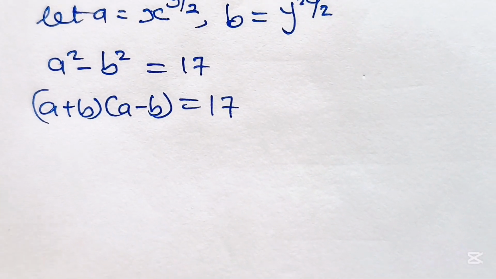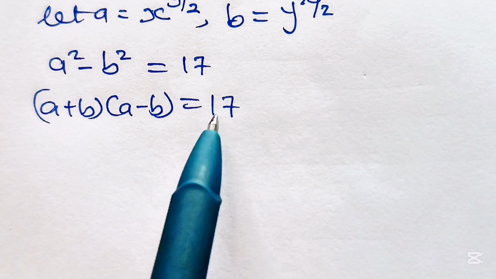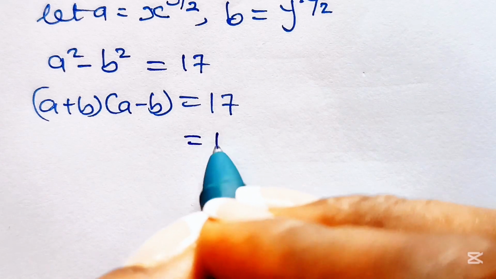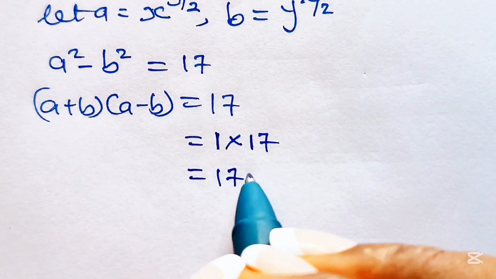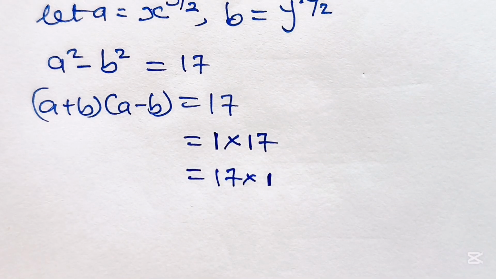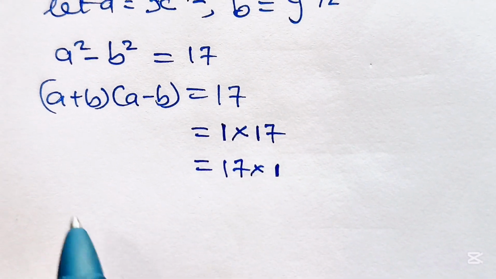All right. Now, there are two ways we can express 17. 17 is the same thing as 1 multiplied by 17, and it's also equal to 17 multiplied by 1. So that means that we have two cases here.